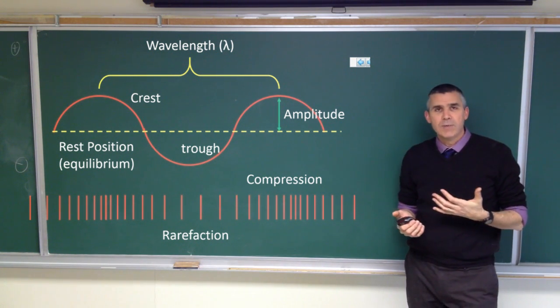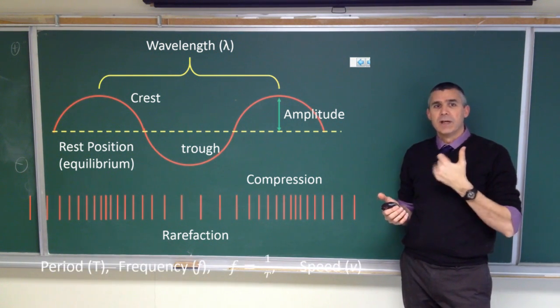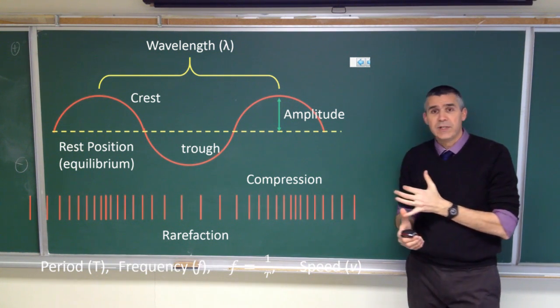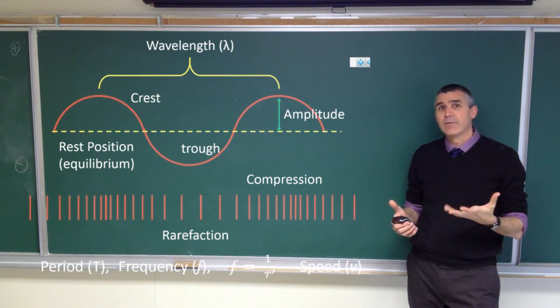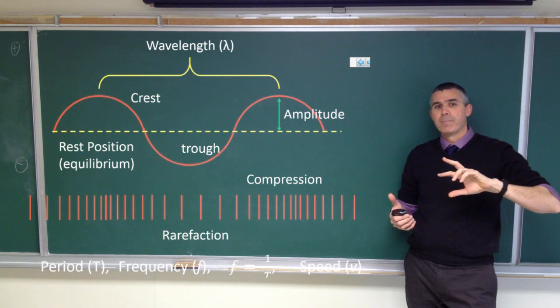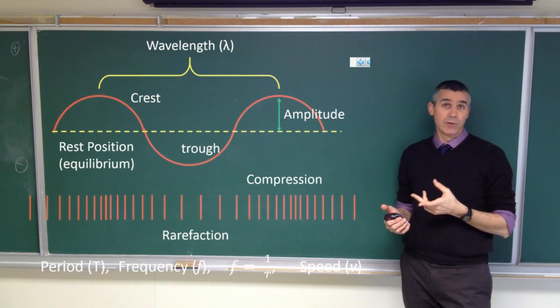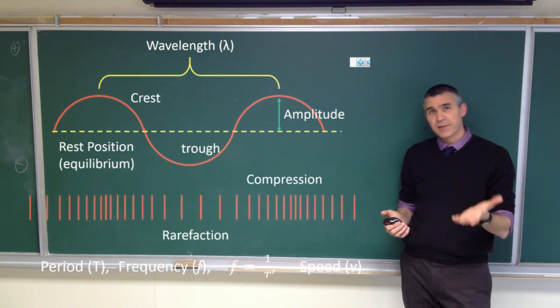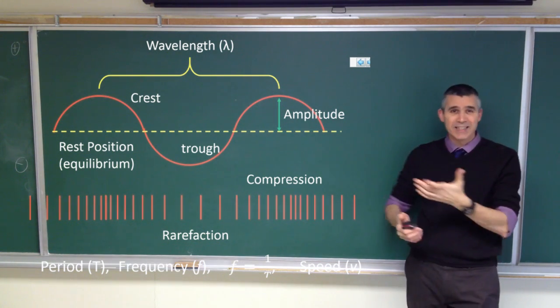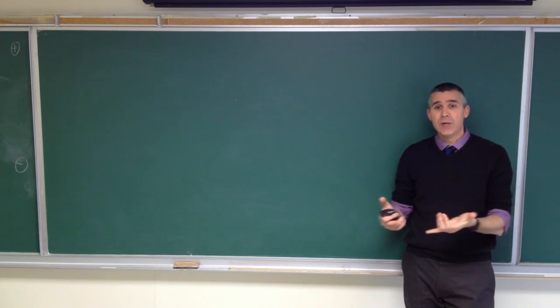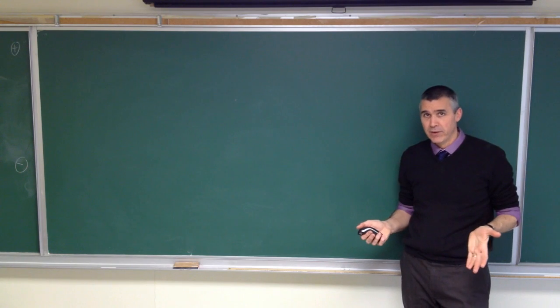And then finally we had our properties of period, frequency, and speed, and we had the fact that the period and the frequency are reciprocals of each other. Okay, so that's important because what we're going to talk about next is the relationship between speed, frequency, and period. Okay?